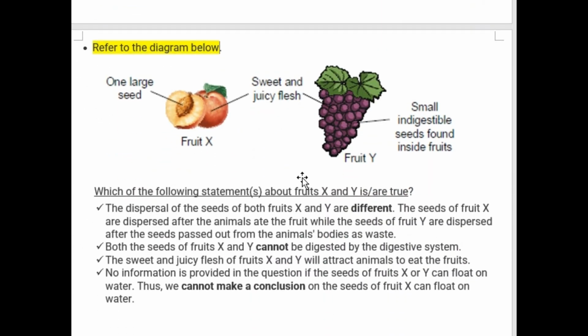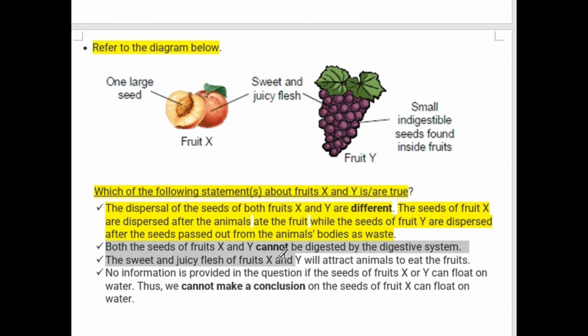Refer to the diagram below. Which of the following statements about fruits X and Y is/are true? The dispersal of the seeds of both fruits X and Y are different. The seeds of fruit X are dispersed after the animals eat the fruit, while the seeds of fruit Y are dispersed after the seeds passed out from the animals' bodies as waste.